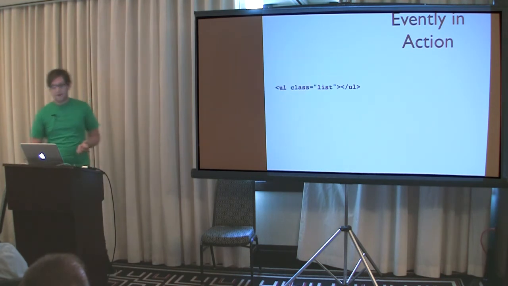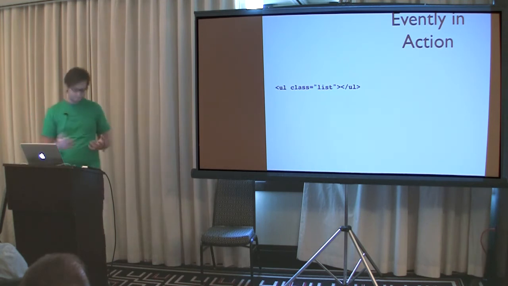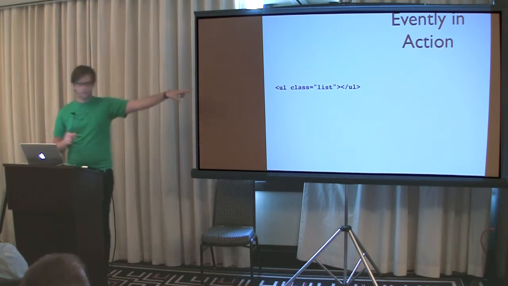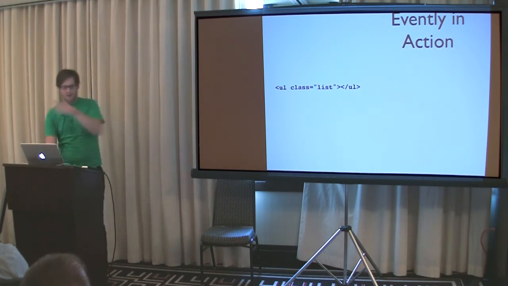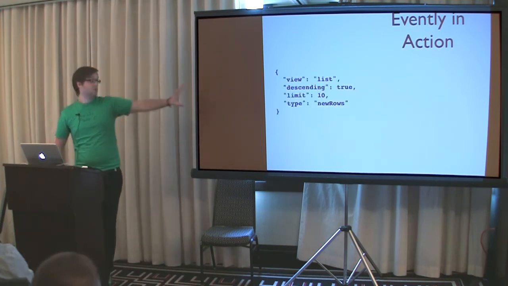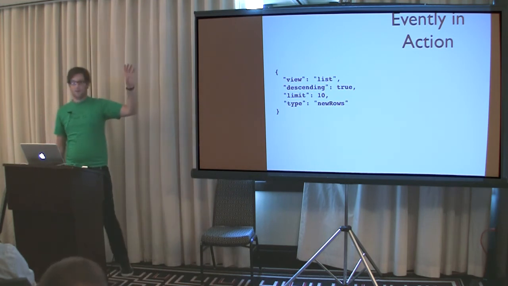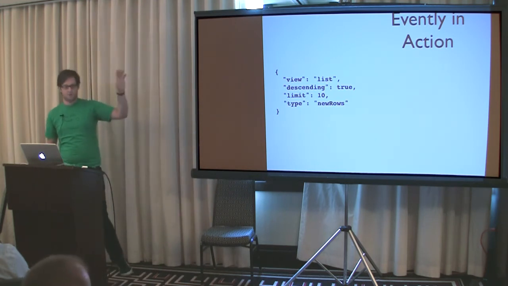We have another HTML fragment that we want to inject later, or want to give to Evently to add to that page, which is just a UL tag with a class name. We want to fill that with something that we query CouchDB with. And that's just a JSON structure that tells Evently to query CouchDB with a certain set of parameters.